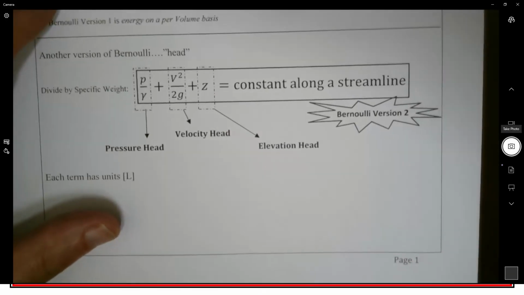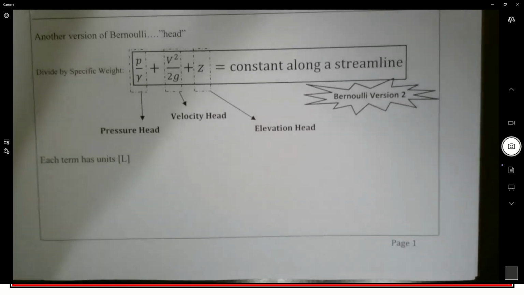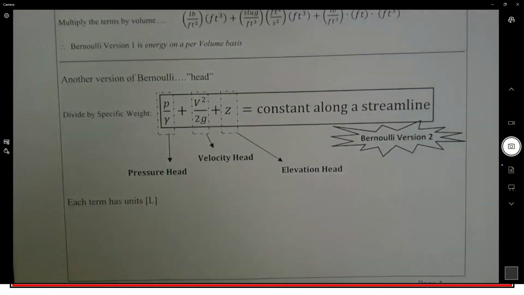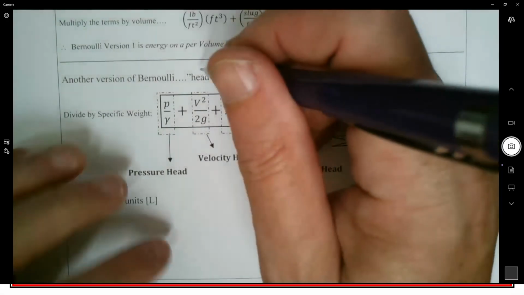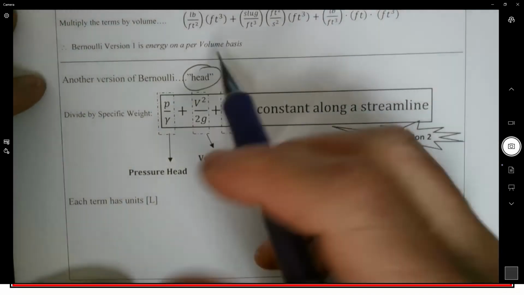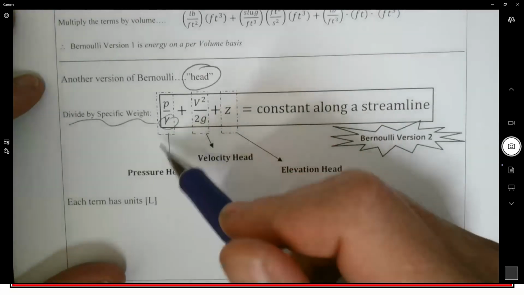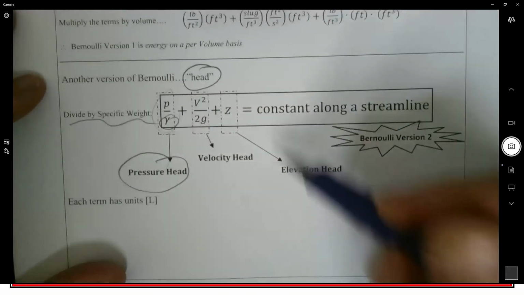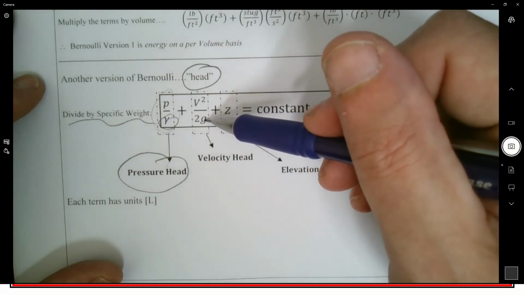Here's Bernoulli 2. This is another very standard, very common version that we will use to express Bernoulli. It's the idea of what we call head. It's an old school thing where we divide through by the specific weight, and we refer to this collection as the pressure head. Here we'll notice that the density went away and we just have gravity on the bottom right there.